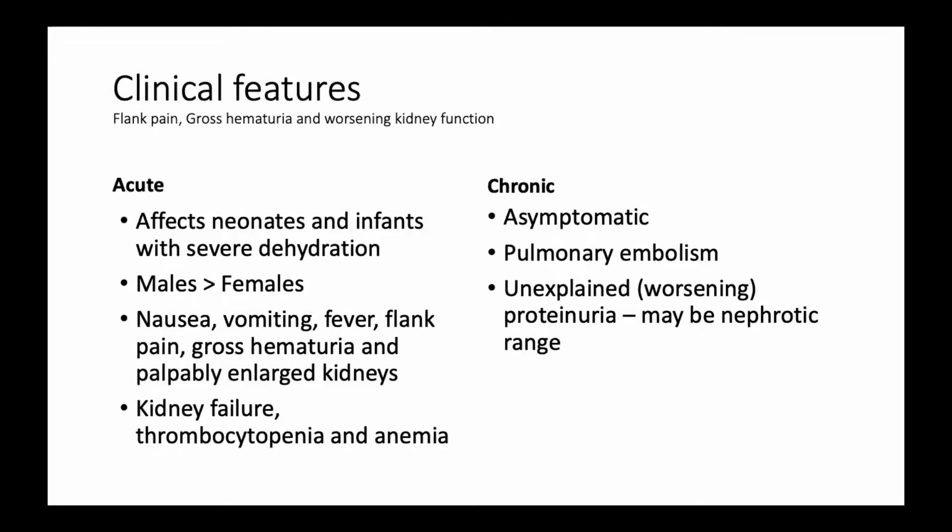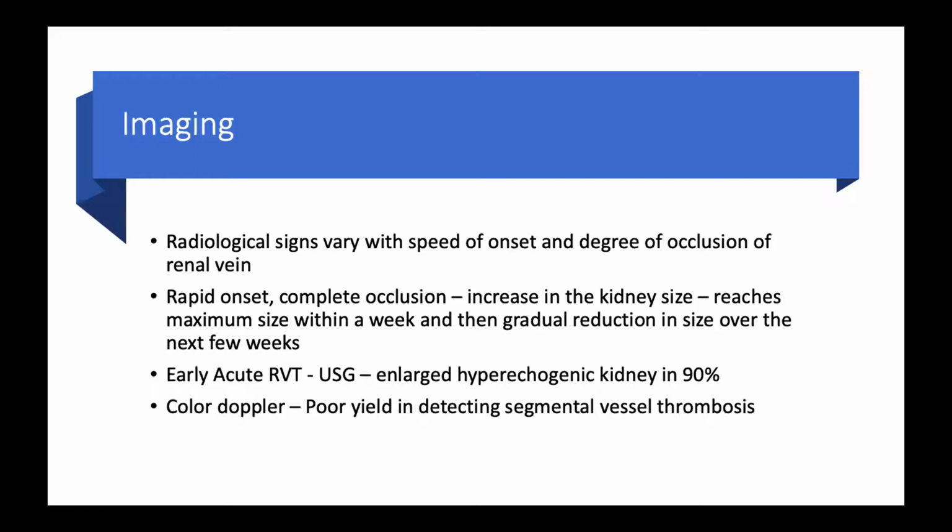But this presentation is not common in an adult patient with nephrotic syndrome, and it is usually chronic asymptomatic renal vein thrombosis. So this is detected only on imaging, and the imaging signs will depend on the speed of onset of thrombosis and degree of occlusion of the renal vein. If it is rapid onset complete occlusion, there is increase in the size of the kidney and it reaches a maximum size within 1 week, and then there is gradual reduction in size over the next few weeks.